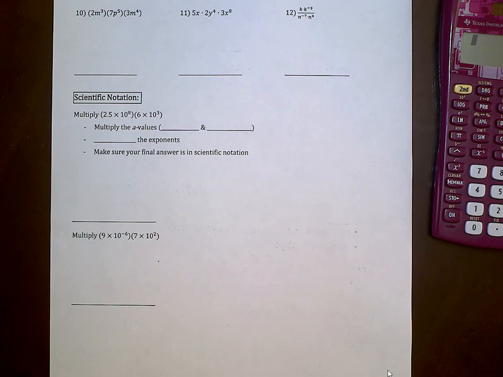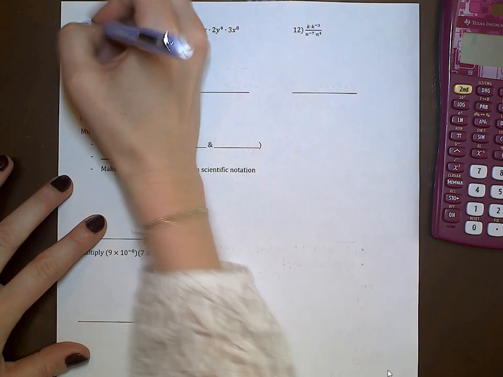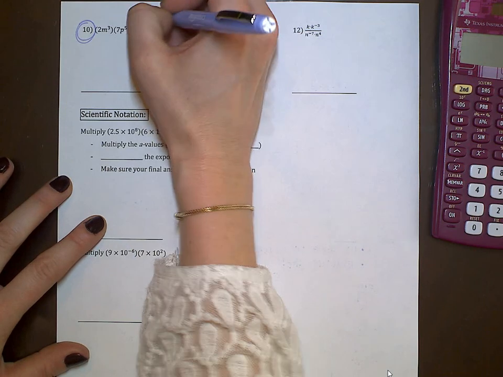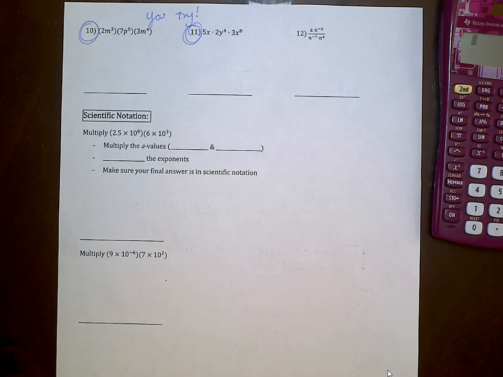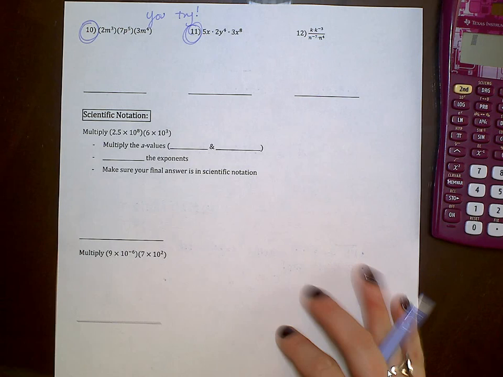You guys will find that this stuff individually is not too terribly difficult. It's when you throw everything together and there are so many rules that it gets complicated. I want you guys to try 10 and 11. Show me what you get on those. I'll check those next time. I'm going to end with number 12 here before we do some scientific notation stuff.